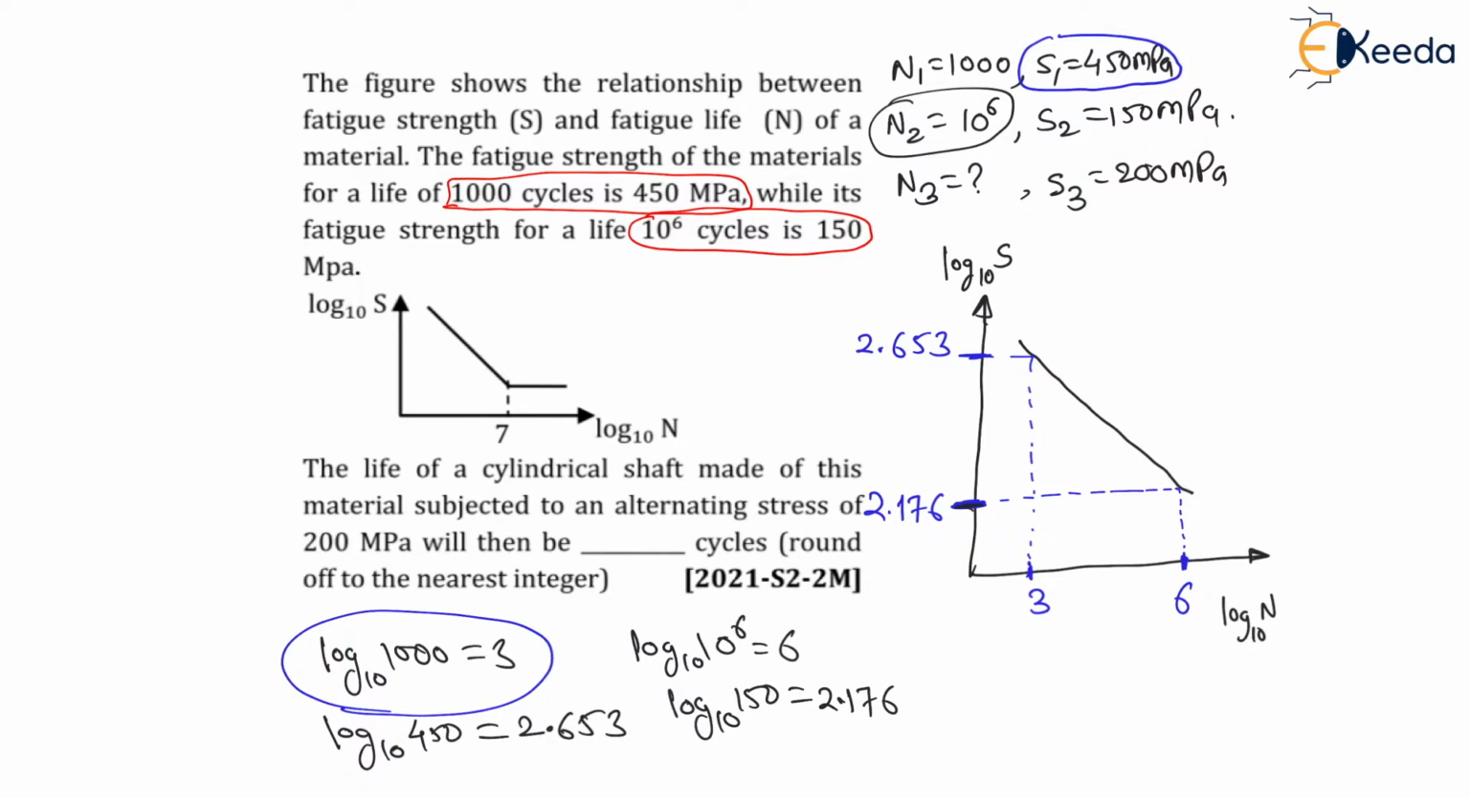Now my dear students, again they have asked what will be N3 if S3 is equal to 200 MPa, and S is plotted on the y-axis. Therefore for 200 MPa, if I consider log10 200, I will find it equal to 2.301, right? But this is a y coordinate, because this is log10 S, the y coordinate. If the value of the y coordinate is 2.301, then what will be the x coordinate?